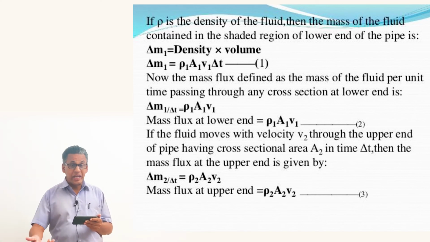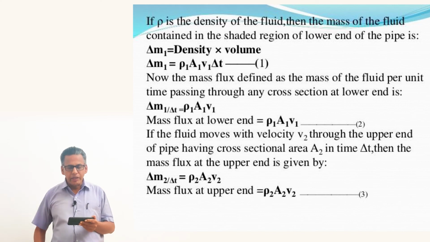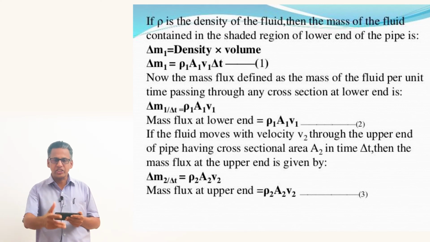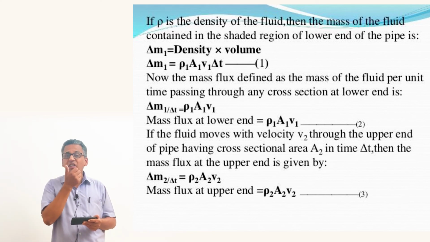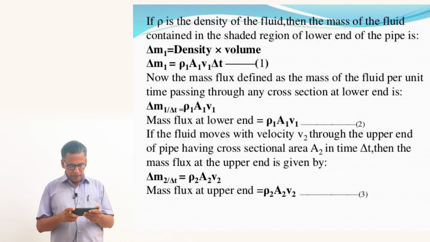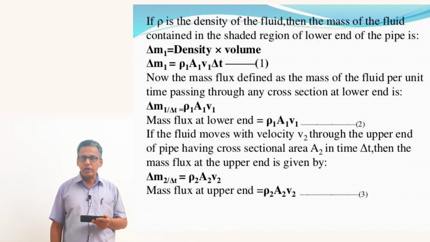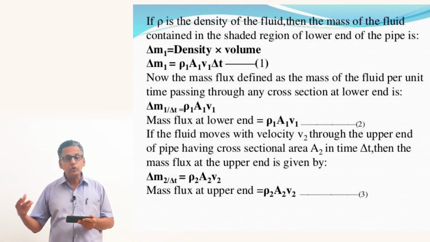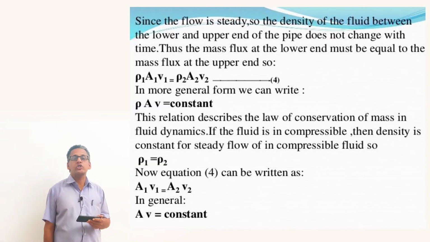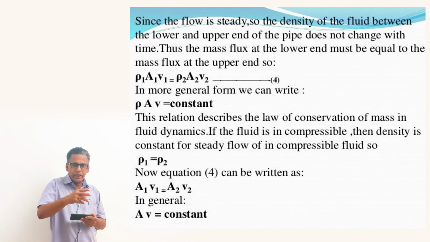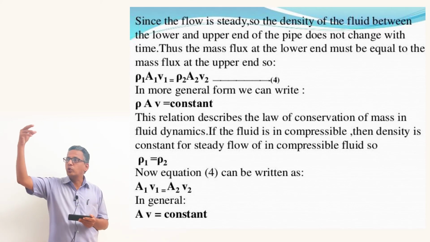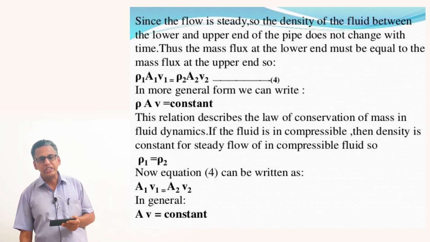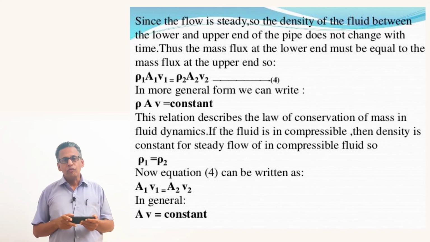And what is mass flow rate in unit time? Divided by delta t. So we will be getting mass flow rate at section 1 is equal to rho 1 a1 v1. Okay. Similarly, at the section 2, mass flow rate leaving at the section 2 is equal to rho 2 a2 v2. According to the law of conservation of matter, mass flow rate entering at the section 1 must be equal to mass flow rate leaving at the section 2. Therefore, rho 1 a1 v1 is equal to rho 2 a2 v2.